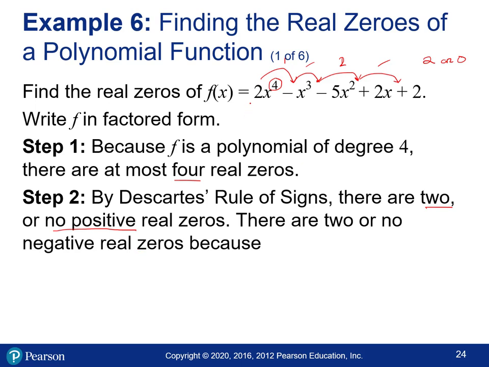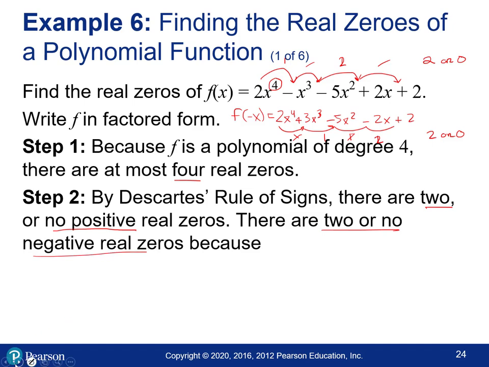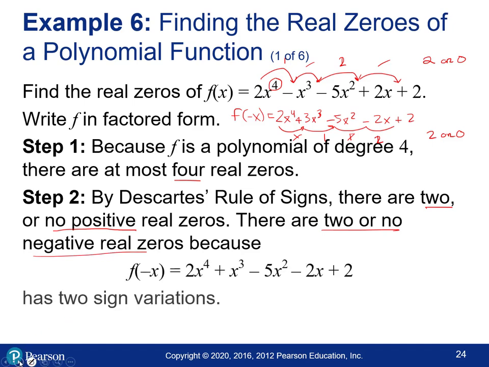And then if you plug in a negative x into your function and simplify, so put a negative x everywhere there's an x, and simplify, you're going to get this version of your polynomial. And then if we count the sign changes, there's none here, there's 1 here, none there, and 1 here. So 2 sign changes, so 2 or 0 negative real zeros. Okay, so that's Descartes' rule of signs.